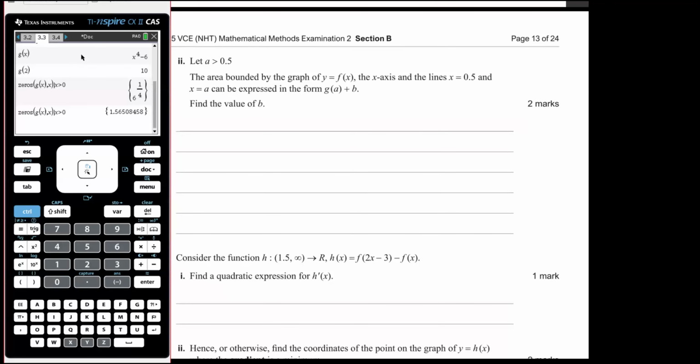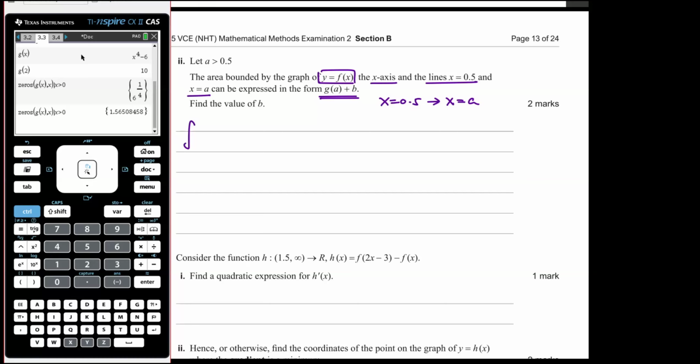Okay, let a be greater than 0.5. The area bounded by the graph of y equals f of x, the x-axis, and the lines x equals 0.5 and x equals a, so it's x equals 0.5 to x equals a under the graph f of x, can be expressed as g(a) plus b. Find the value of b.